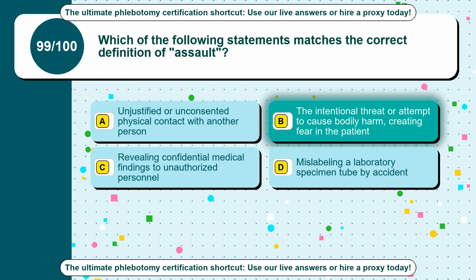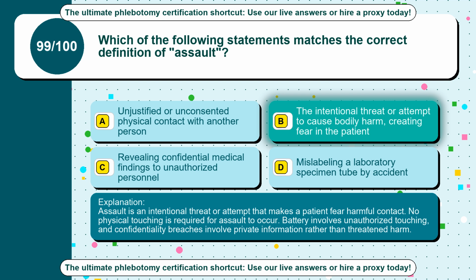The correct answer is option B, the intentional threat or attempt to cause bodily harm, creating fear in the patient. Assault is an intentional threat or attempt that makes a patient fear harmful contact. No physical touching is required for assault to occur. Battery involves unauthorized touching, and confidentiality breaches involve private information rather than threatened harm.